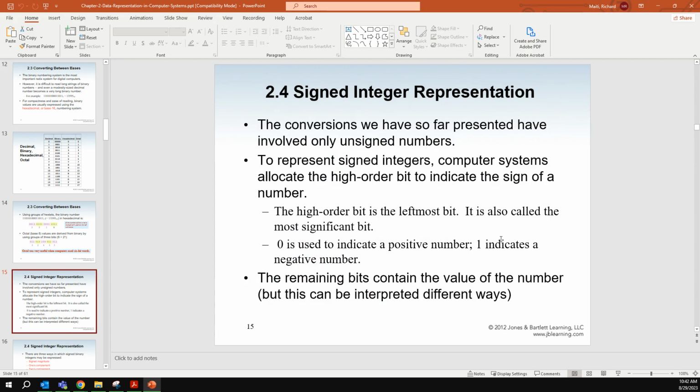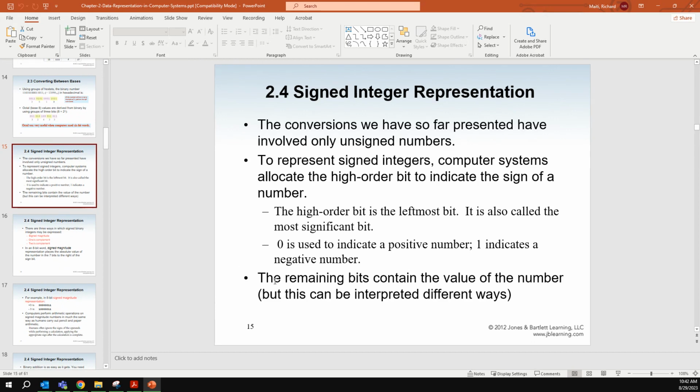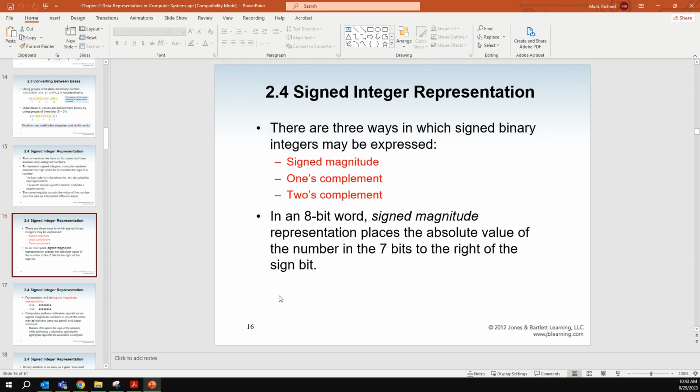So the conversions that we've looked at so far have involved only unsigned numbers. To represent signed integers, computer systems allocate the high order bit to indicate the sign of the number. So the leftmost bit is called the most significant bit. 0 is used to indicate a positive number. 1 is used to indicate a negative number. So the remaining bits contain the value. This first bit tells whether the number is positive or negative.